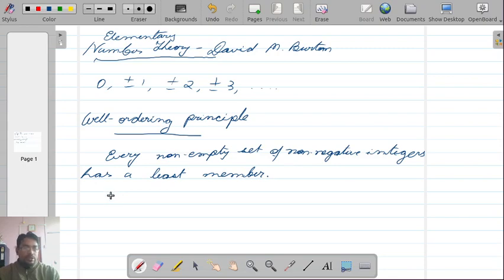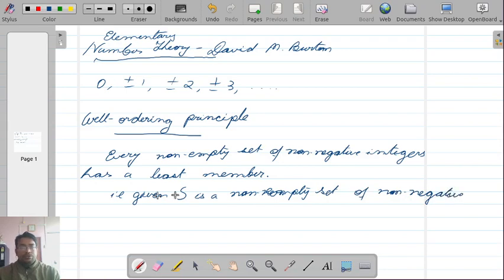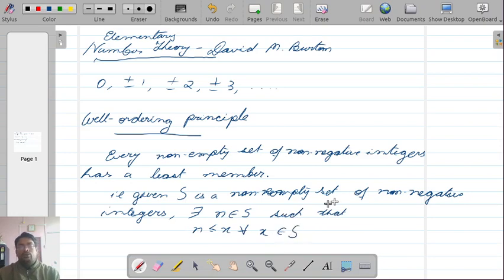So let me state it mathematically. Given S is a non-empty set of non-negative integers, it contains, so there exists some least element, say n belongs to S, such that n is less than or equal to x for all x inside S. Every element of S is greater than or equal to n. So n is the least element.